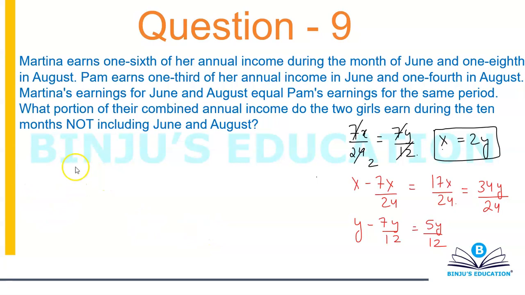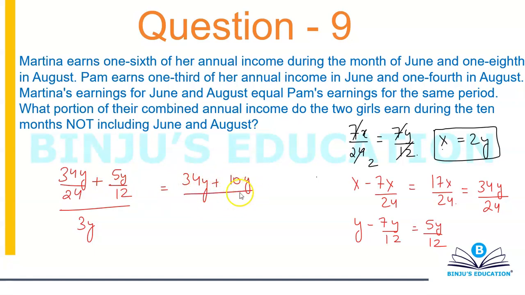So they are earning a total of 34y by 24 plus 5y by 12 in those 10 months, which excludes June and August. And in total they are earning x plus y, or let's write it in terms of y itself, and I'm going to get 3y, because y plus x is y plus 2y, so that's 3y. So let's take LCM in the numerator. I'm going to get 34y plus 10y divided by 24 into 3y.